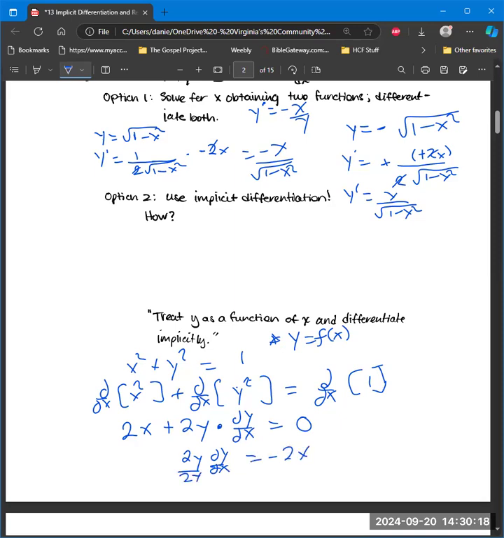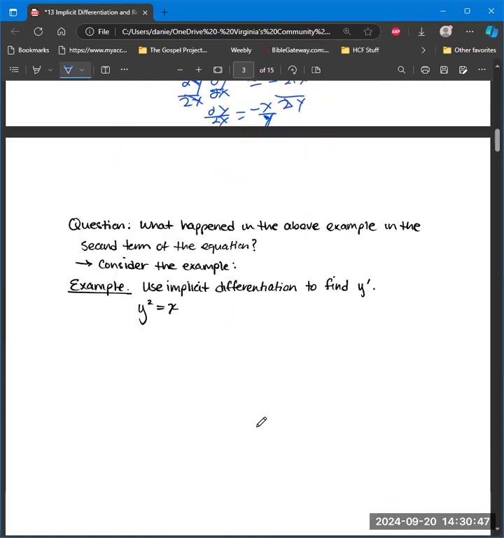Divide both sides by 2y. 2 divided by 2. So dy/dx is equal to negative x over y. And that's what we thought we saw up here for our pattern. And that is what the implicit derivative is here. So negative x over y is what dy/dx is.